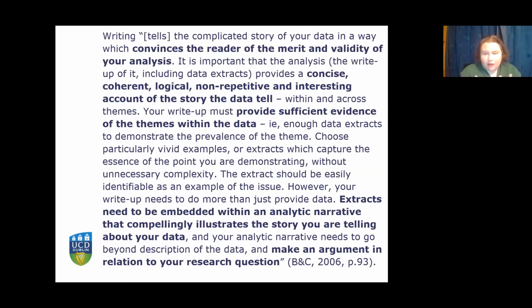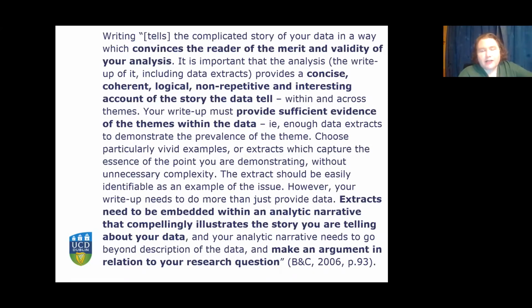And this is a very long quote from this article, but for me, if you ask me what's the magic trick, what is the key thing to make my research most likely to be published, they have captured it. The sections in bold are my highlighting. So read this quote. You have to convince the reader of the merit and validity of your analysis. The reviewer has to trust what you've done. You have to give them a concise, coherent, logical, non-repetitive, and interesting account of the story the data tell.